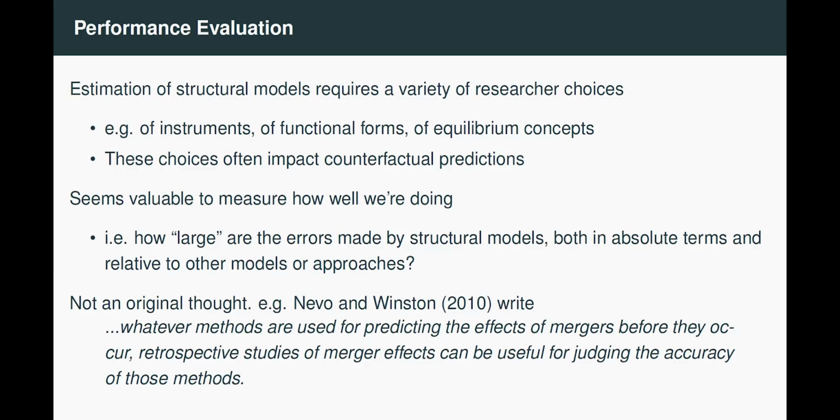This is, of course, not at all an original thought. Right? This has already come up multiple times today, thinking about the value of experimentation, thinking about various sorts of, fit a model, roll it out, see how it does, for example, as came up in John's talk in a bunch of places. So one instance of this, Nevo and Whinston, in a discussion in response to the Angrist and Pischke article, which already came up, is to say that whatever methods are used for predicting the effects of mergers before they occur, retrospective analyses of merger effects can be useful for judging the accuracy of those methods.